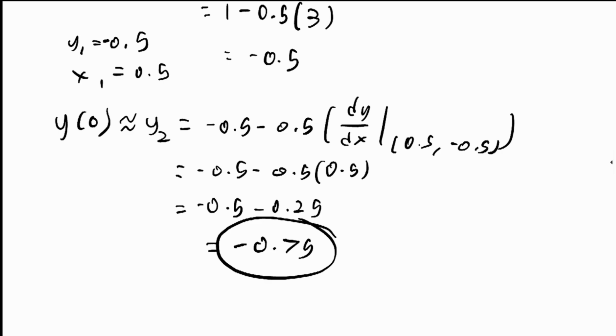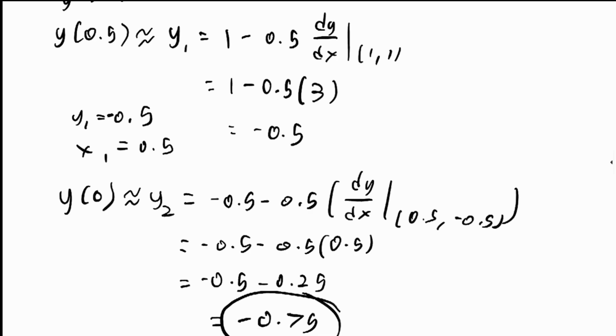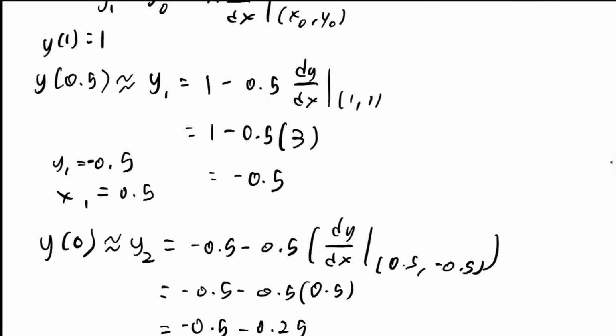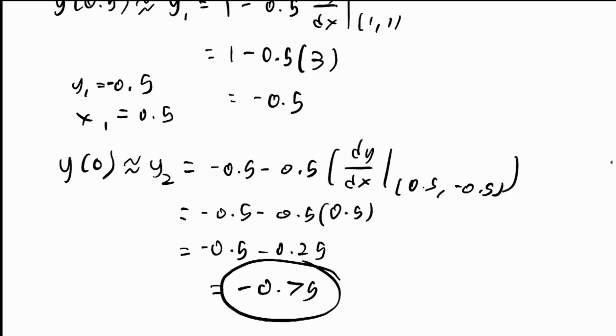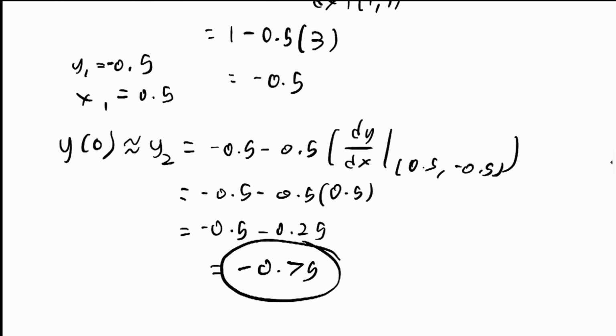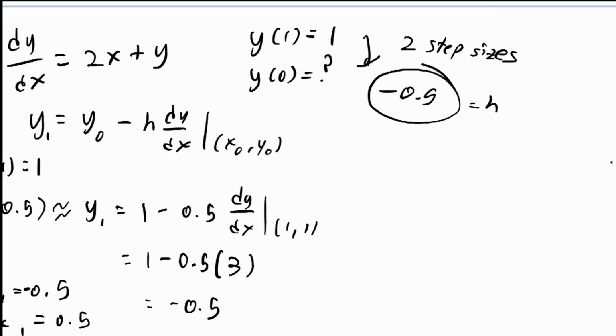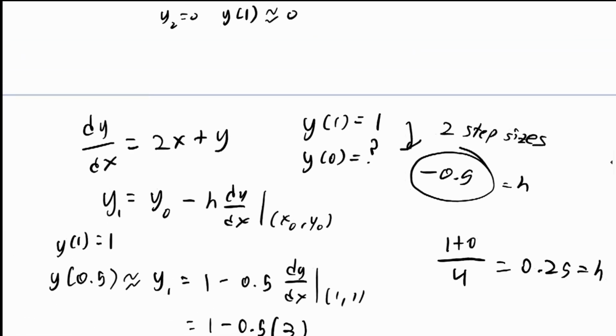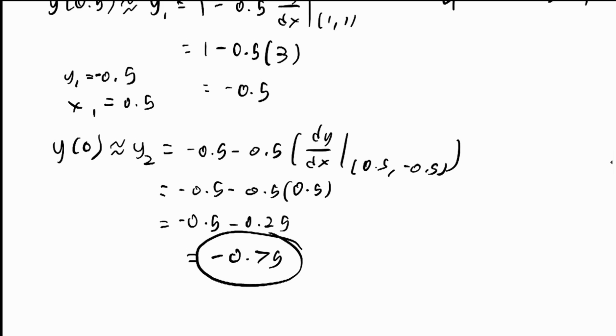Okay, so this is it. That's all you need to know about Euler's method. Memorize this formula, and yeah, this is essentially it. Of course, there are times where they're going to ask for 4 step sizes. Just remember, if it's 4 step sizes here, we would just take 1 minus 0 divided by 4, and each step size would be 0.25. Okay, so that's it. And just make sure you're really careful with these calculations.